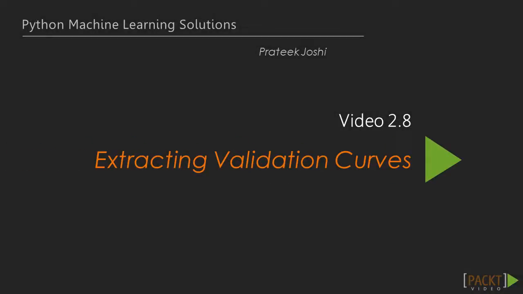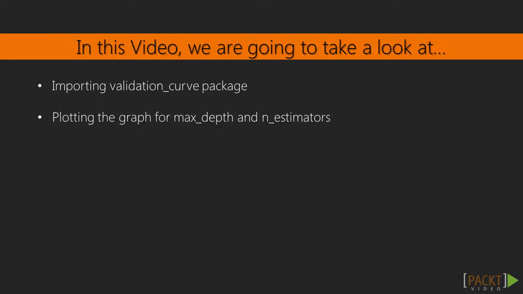In the previous video, we looked at how to evaluate different parts of a car based on their characteristics. In this video, we'll extract validation curves for different parameters like maximum depth and N estimators, and we'll also plot the graph for the same.